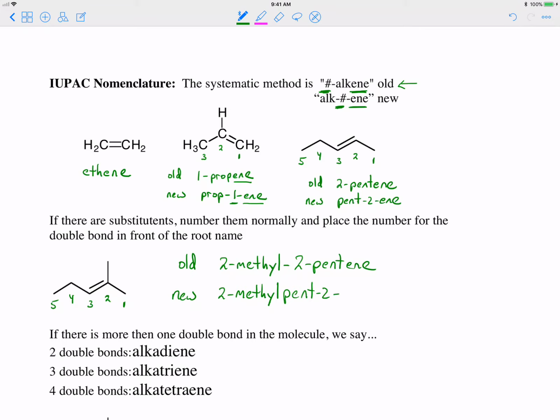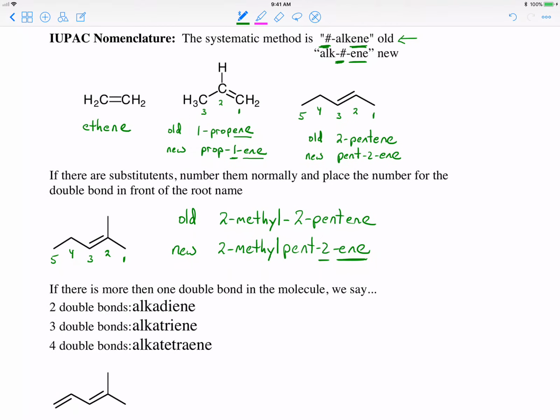Pent-2-ene. So it's basically what we've already done for nomenclature, only now if you have a double bond, you always name it from the end closest to the double bond. You find the longest chain with the double bond in there. And then if you're doing it the new way, you just put the number for the double bond right in front of ene, which indicates that you have a double bond and it's not an alkane.